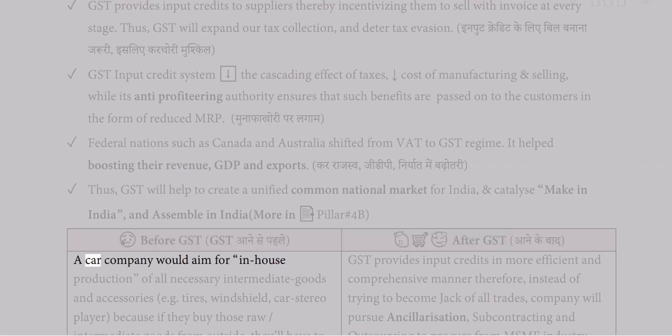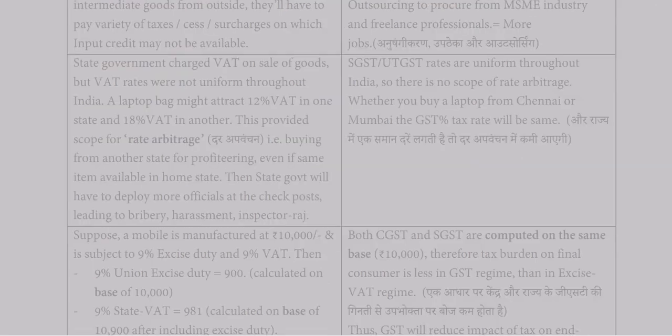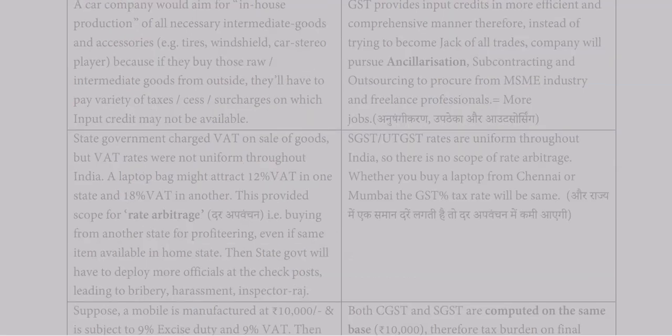Before GST versus after GST: a car company would aim for in-house production of all necessary intermediate goods and accessories, e.g. tires, windshield, and so on, because if they buy those raw intermediate goods from outside, they'll have to pay a variety of taxes, cesses or surcharges on which input credit may not be available. GST provides input credits in a more efficient and comprehensive manner. Therefore, instead of trying to become jack of all trades, the company will pursue ancillarization, subcontracting, and outsourcing to procure from the MSME industry and freelance professionals.